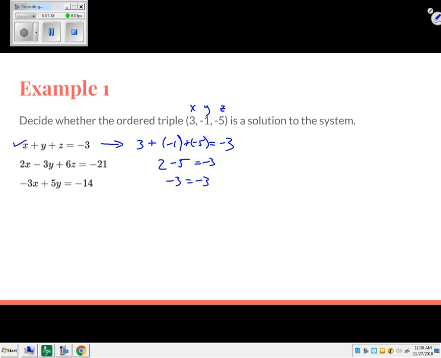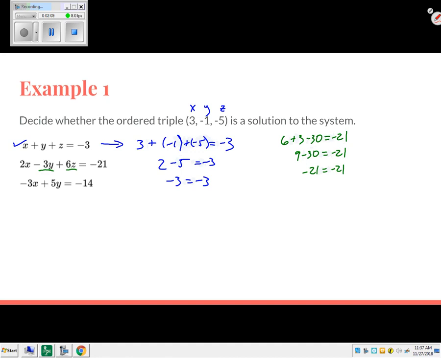I don't want to write yes or no yet, so I want to go through and check them all. Checking this next one right here, I get 2 times x, well, that would be 6. -3 times -1, that's a +3. And I have a 6 times a -5, that's a -30. Let's see if that equals -21. 9 minus 30, and -21 equals -21. I'm good so far. Still not ready for a yes. I have to make sure it works on all 3 of these.